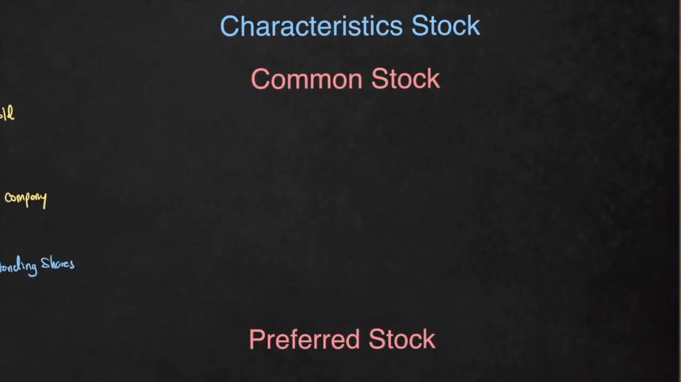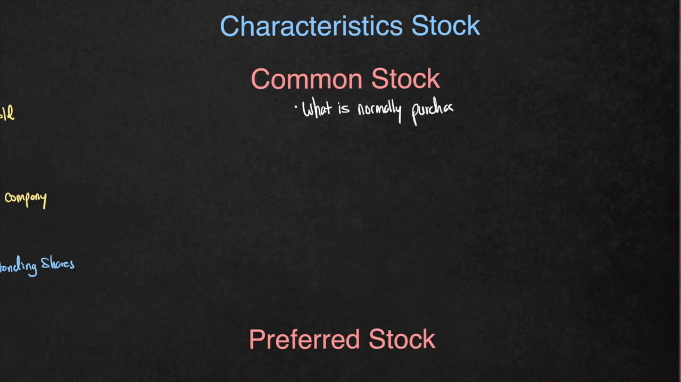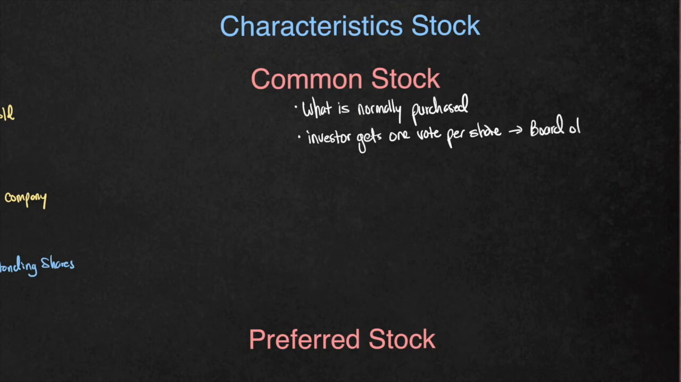Now, there are two characteristics of stocks. One is called common stock and one is preferred stock. Let's talk about the most common, which is common stock. This is what is normally purchased when you go to the internet and you want to buy stock. Let's assume you are purchasing common stock. When you purchase common stock, each investor gets one vote for corporate matters. For example, if you wanted to vote who was going to be on the board of directors and you have one share of stock, then you get one vote. So investor gets one vote per share, and that's for the board of directors.